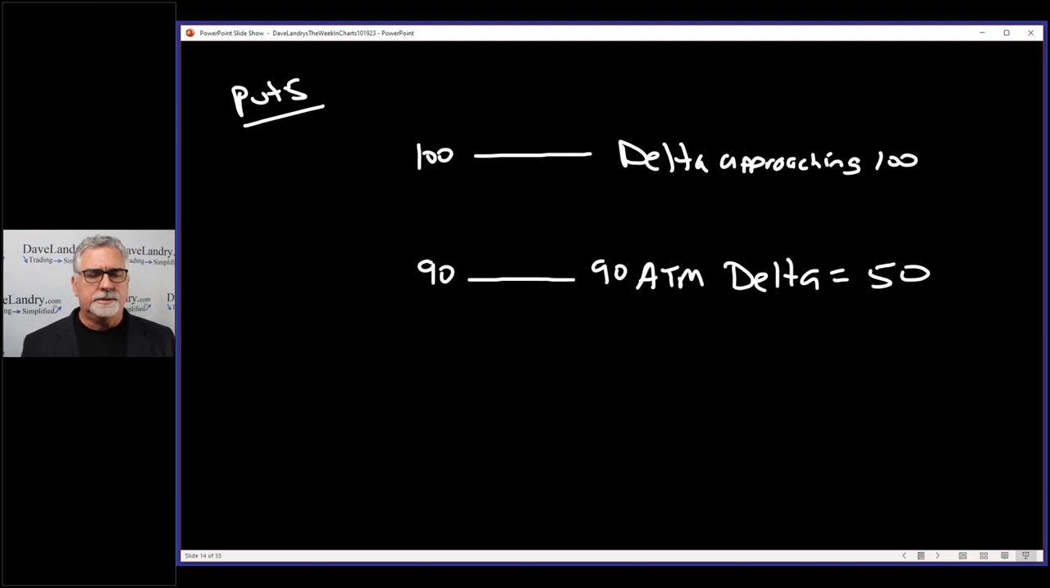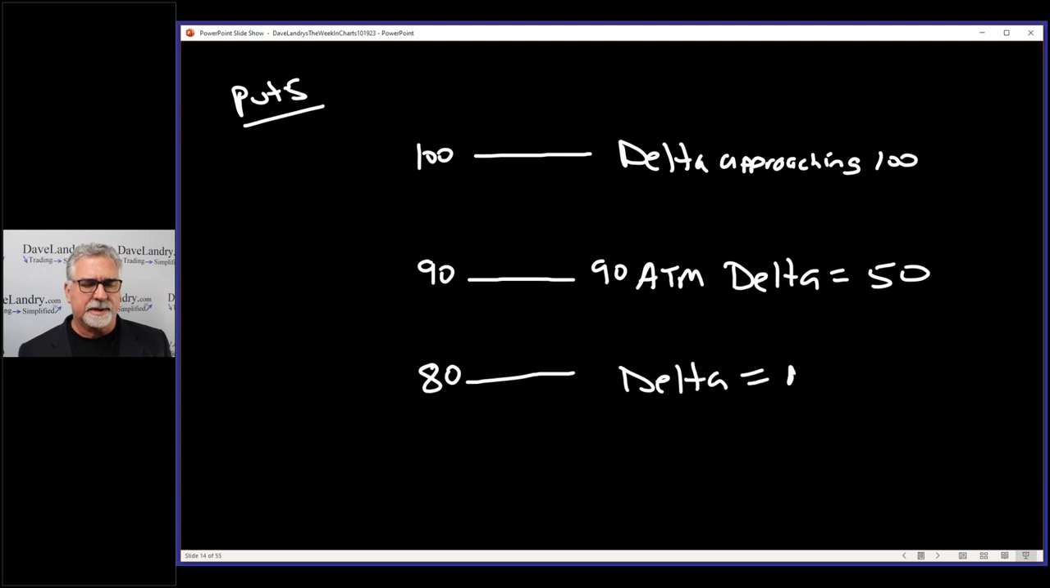Now, if you go deeper into the money, the option begins to approach 100. So if you go from 90 down to 89, this option would behave like 100 shares of stock. So that option would go up 1 point. As you go into the money, the extrinsic value, the fluff, comes off, but your delta goes up. And hopefully that makes sense.